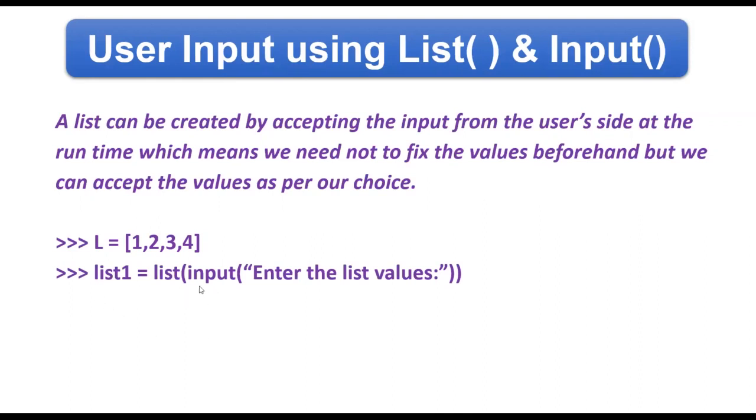So here, what are we doing? We are accepting the input from the user side by using this input method. But as we know, Python accepts the values in string format. By default, the values are strings. So to convert that string into a list, we can apply the list function over it. That's why we are using the list function, and inside its round brackets, we are passing this input statement. So whatever input we accept at runtime will be converted into a list.